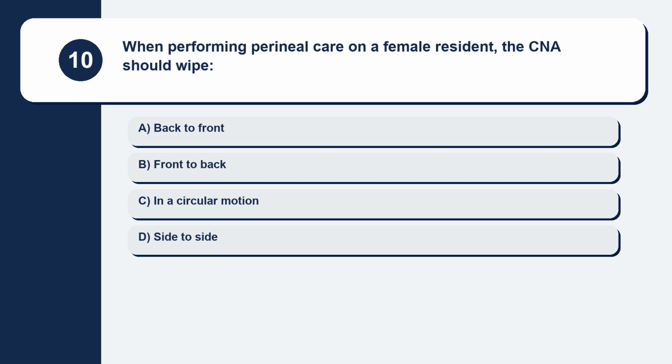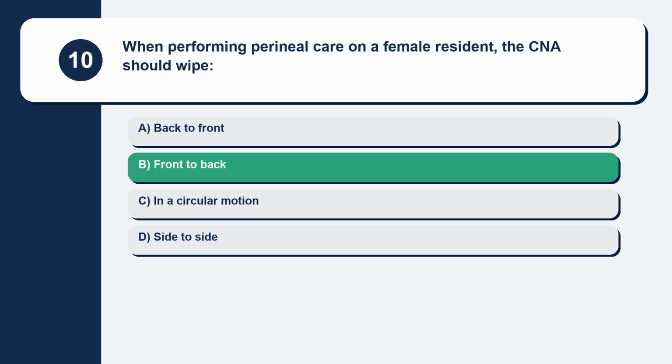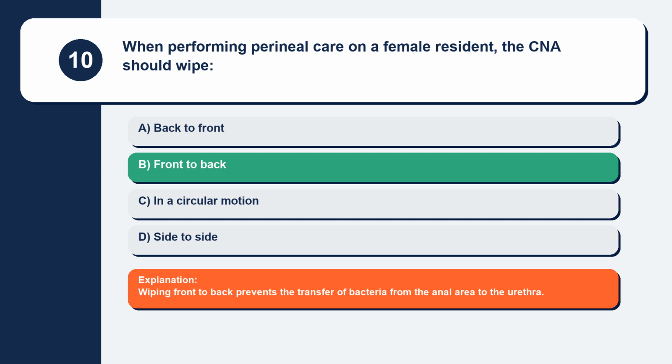Question 10. When performing perineal care on a female resident, the CNA should wipe back to front, front to back, in a circular motion, side to side. Wiping front to back prevents the transfer of bacteria from the anal area to the urethra.